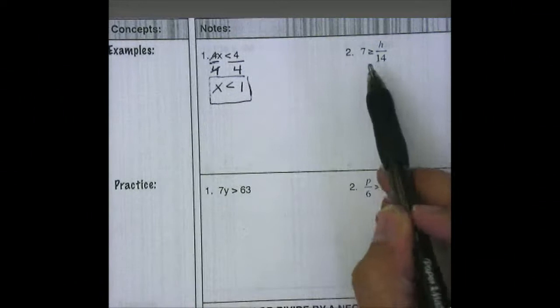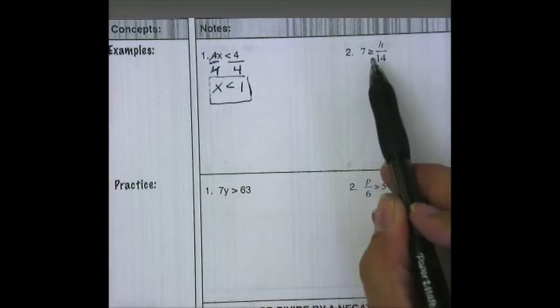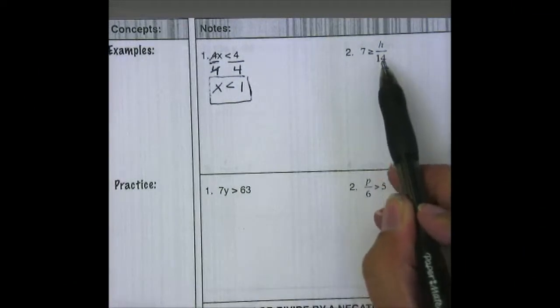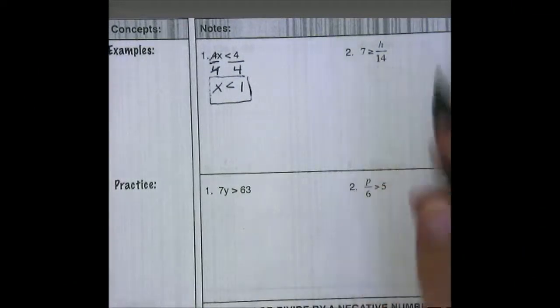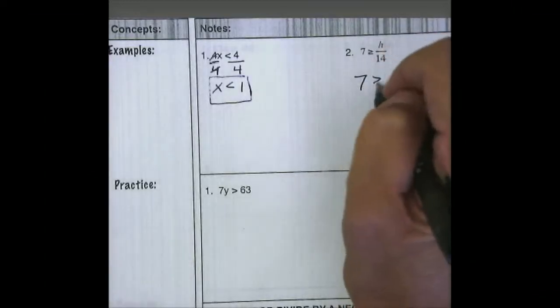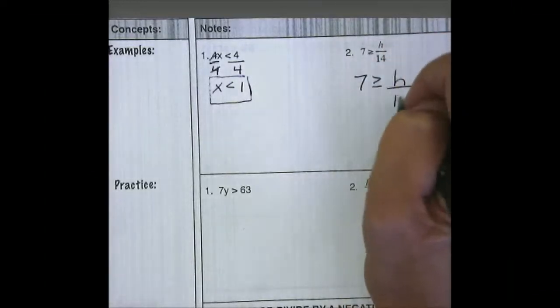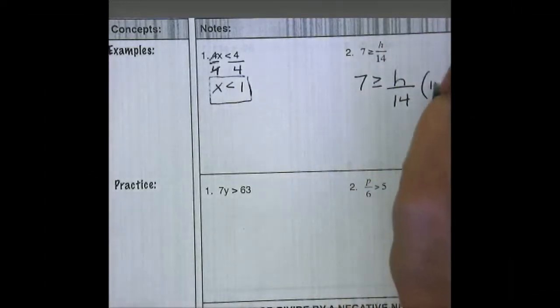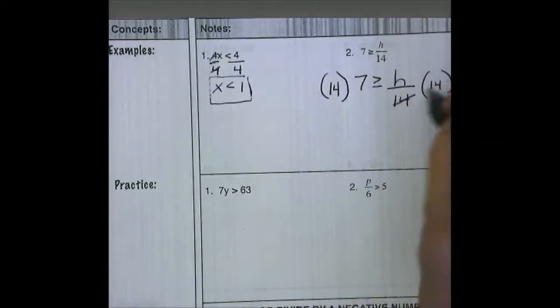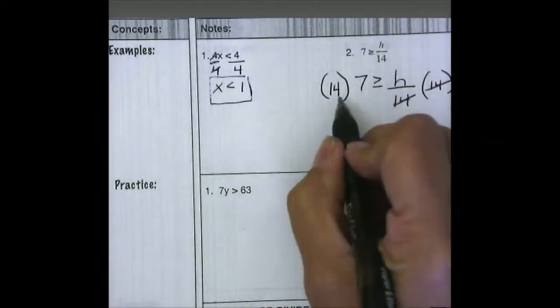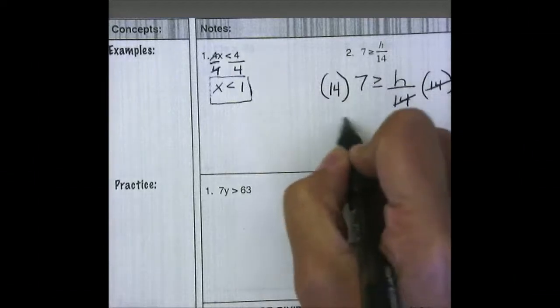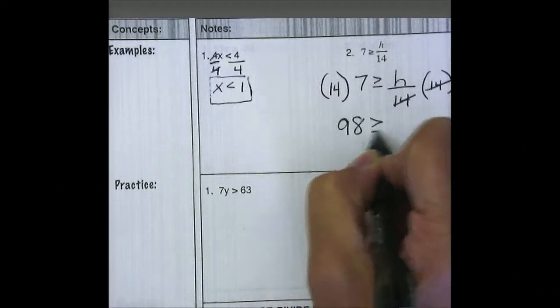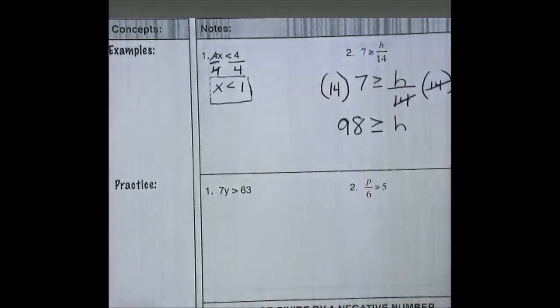On number 2, this time we have 7 is greater than or equal to h divided by 14. Because we're dividing, we're going to multiply both sides by 14. So these two will cancel out. We'll multiply 14 times 7, get 98 is greater than or equal to h.